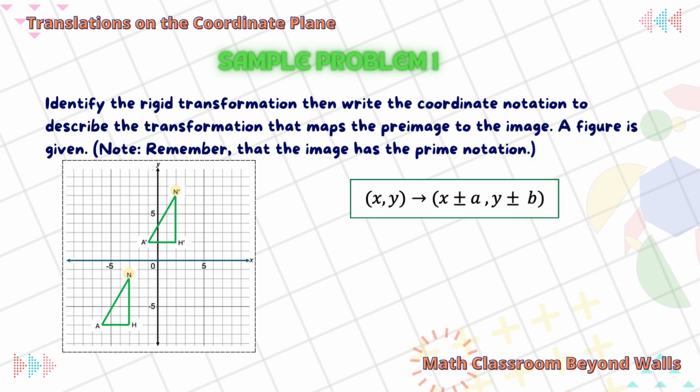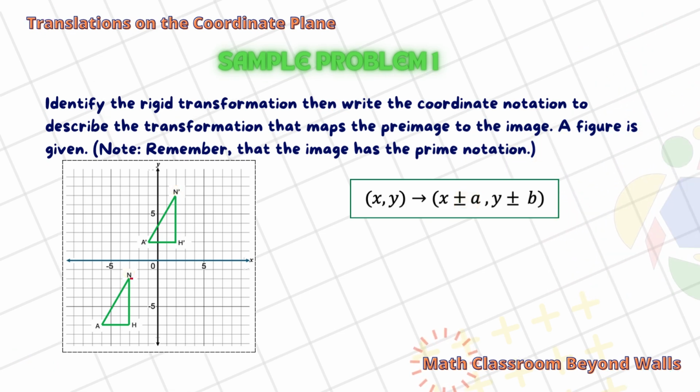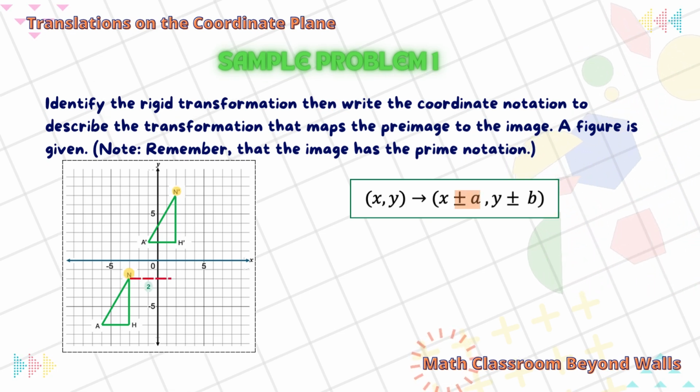From N, we move and count the moves to the right and stop just below N prime. Here we go. 1, 2, 3, 4, 5. And since the push was to the right, we put a positive sign before 5. So A is positive 5.